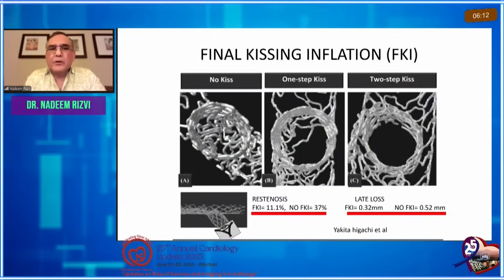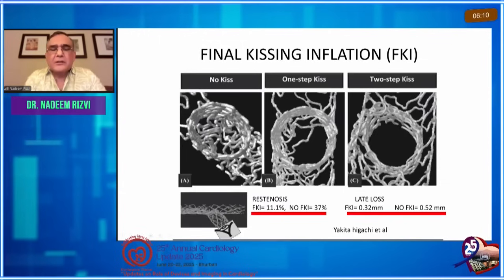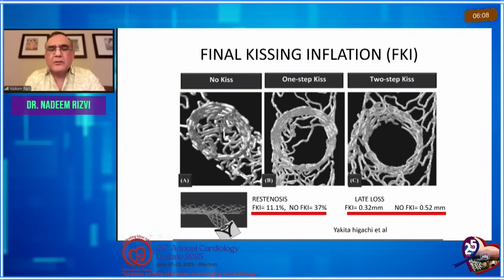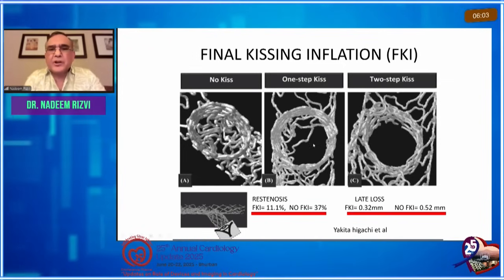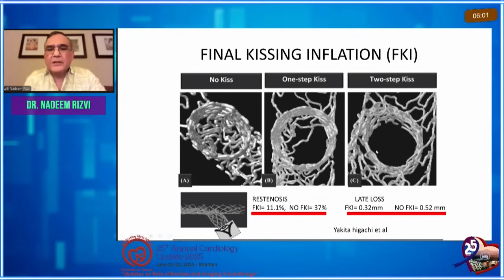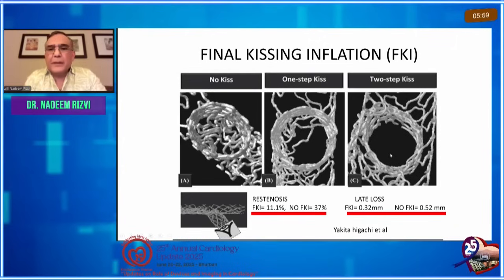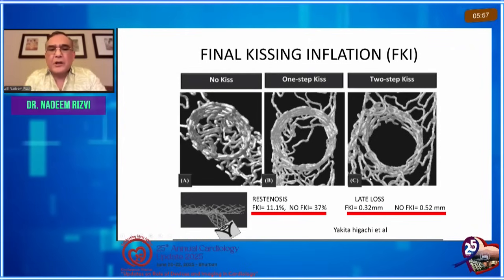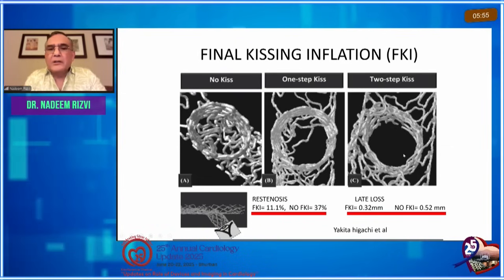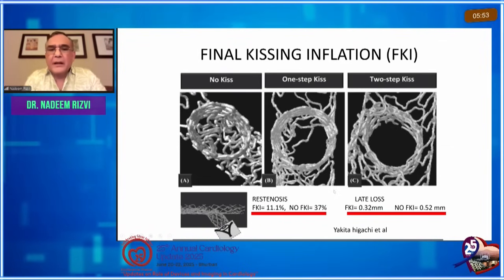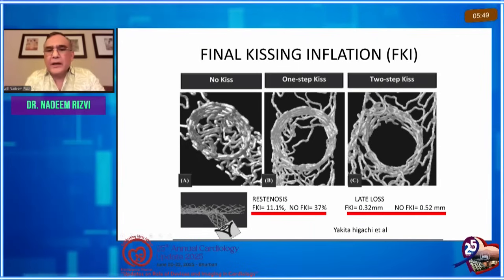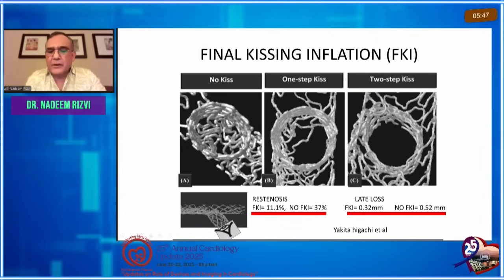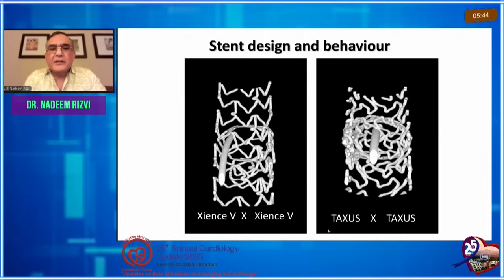Now, in final kissing balloon inflations, if you do no kiss, this is again a bench test, very authentic, despite whatever the data says. If you do one step kiss, you still have some struts in between. This is looking from the side branch. And if you do two-step kiss, which is what DK crush is, your lumen is round and it's much more visible. And then the restenosis and late loss, Kitahara Higashi had also shown in a paper that there is a significant difference. The stent designs matter.